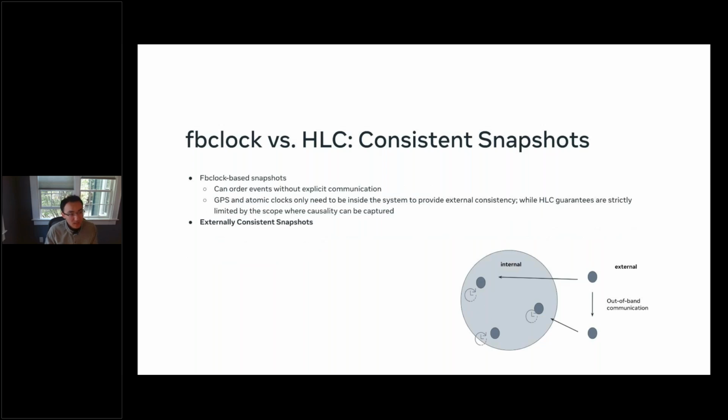It just works. And then by doing the commit wait, all those snapshots afforded by fbclock are going to be externally consistent.